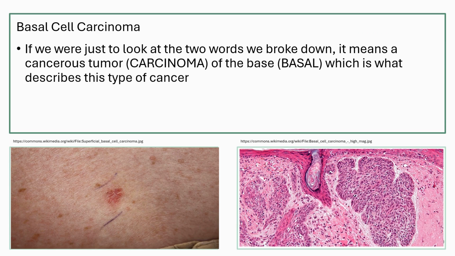So here we are after we've broken down the two big words of basal cell carcinoma. And what we're looking at are cancer tumors and cancer cells at the base of the skin. So at the bottom of the epidermis, we are looking at a cancer.